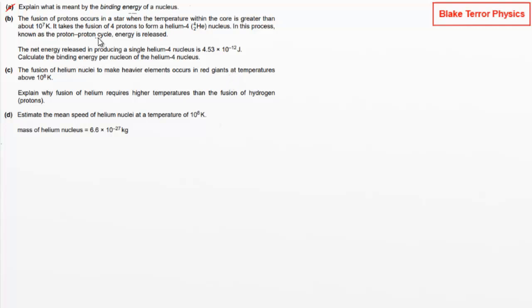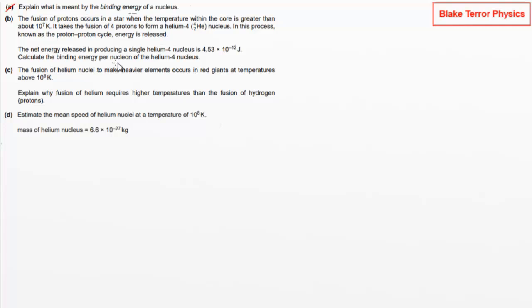Part B, the fusion of protons occurs in a star when the temperature within the core is greater than about 10^7 Kelvin. It takes a fusion of 4 protons to form helium-4, proton-proton cycle. Yes, energy is released because of mass defects. Right, net energy released in producing a single helium-4 nucleus is that amount, so not a lot, but there are a lot of atoms kicking around in stars.